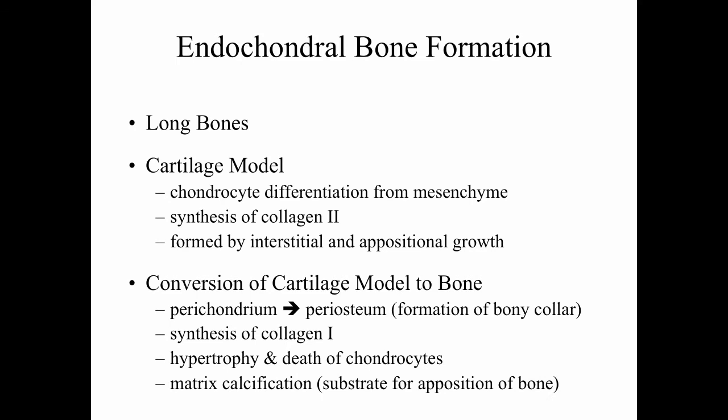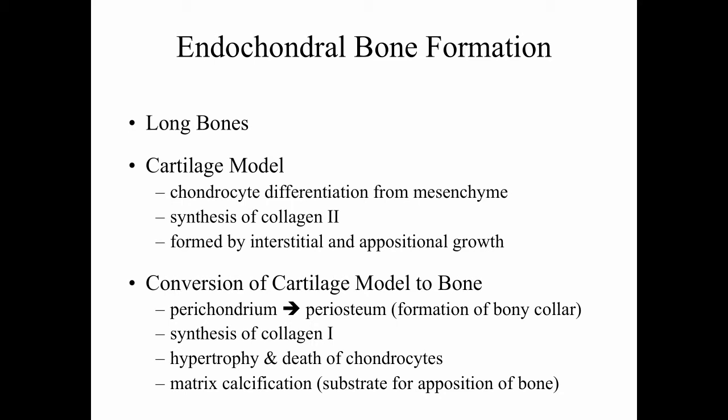Here the perichondrium is going to differentiate into a periosteum as you form a bony collar. There's a conversion in the synthesis of collagen by the chondrocytes. They begin to synthesize collagen 10, which initiates calcification of the cartilage matrix. That causes the chondrocytes to hypertrophy and die. As the chondrocytes are hypertrophying, they're synthesizing and secreting growth factors, notably vascular endothelial growth factor. That causes a blood supply to invade the cartilage matrix.